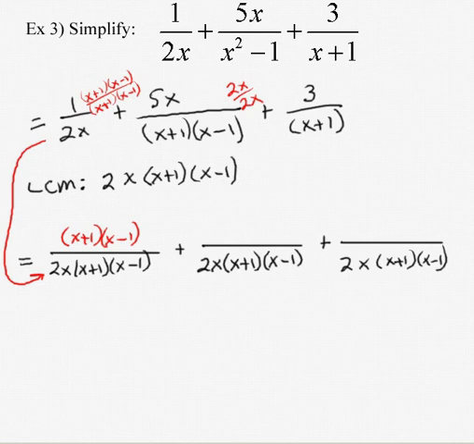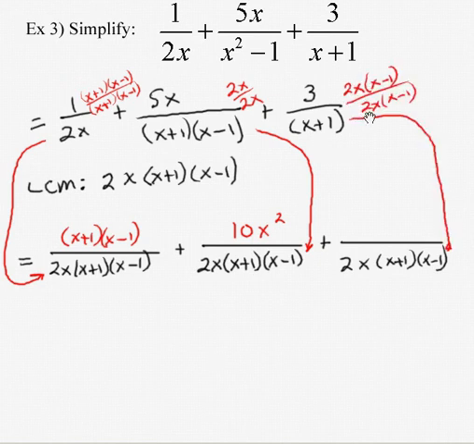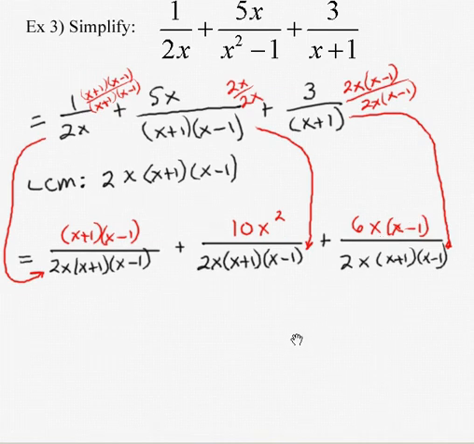Numerator, 5x times 2x is 10x squared. Denominator gives me the LCD. Third fraction, I have the x plus 1, but I'm missing the 2x and the x minus 1. So we need to multiply both the numerator and denominator by 2x times x minus 1. In the numerator, 3 times 2x is 6x. That will finish multiplying by x minus 1 momentarily.